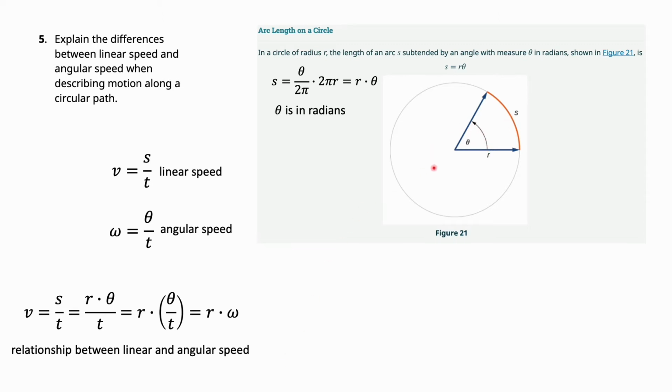If you went all the way around, it would be 2 pi. So this is just a fraction of it. You take that theta divided by 2 pi, that's the fraction, divide out the 2 pi's and get r theta. That's how this comes into play.